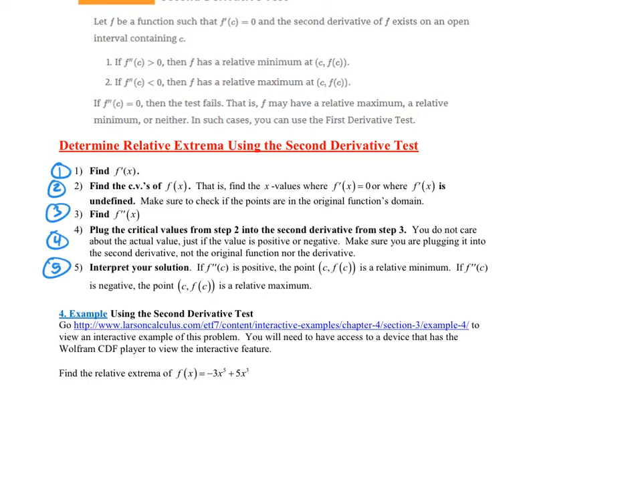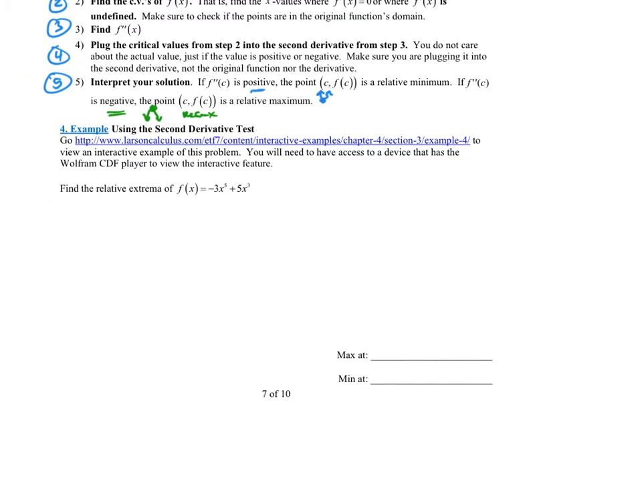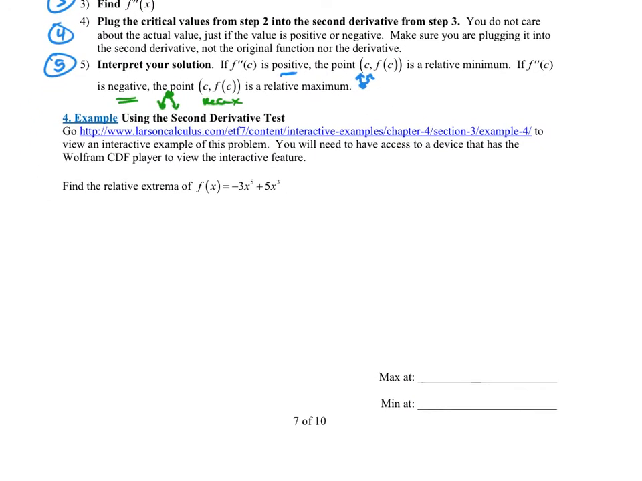If the second derivative is positive, remember second derivative positive would mean it's concave up, so that point has to be a minimum. And if the second derivative is negative, remember the second derivative negative means it's concave down, so that point must be a maximum. Okay? So let's give an example using the second derivative test. Remember, if the problem on the test says using the second derivative test, you must follow this process.